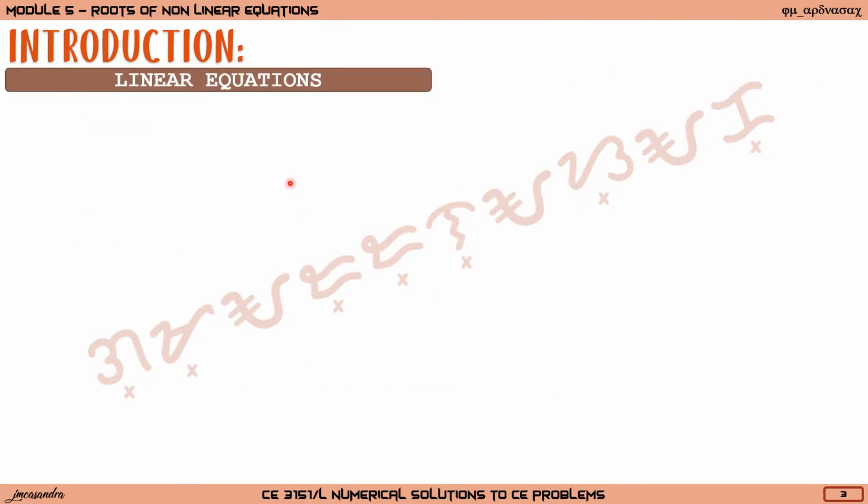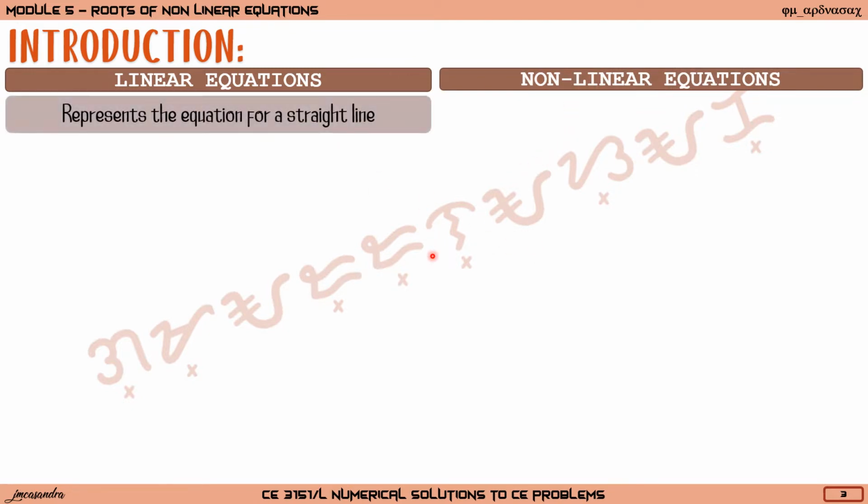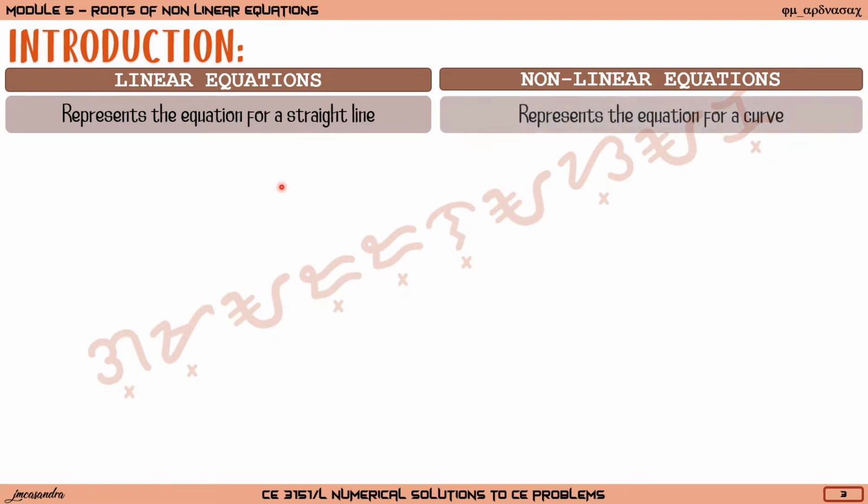So what is now the difference between linear and nonlinear equations? When we say linear equations, these are equations that represent a straight line. So when we plot values of our variables into a graph, it results in a straight line. While for nonlinear equations, these represent equations of a curve. So when you plot this on a graph, we will be forming different forms of curve.